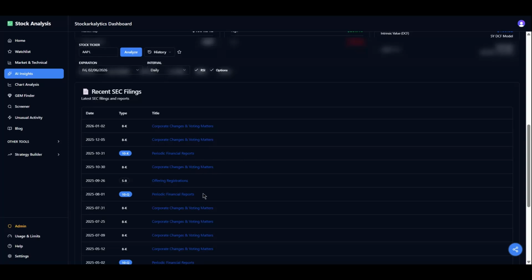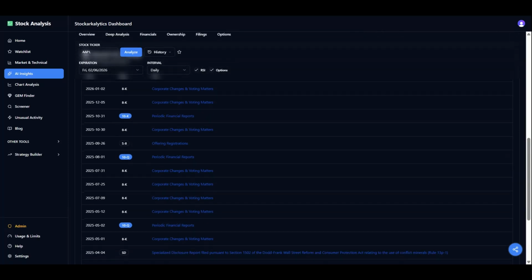Here are the main filing types you'll see most often and what they usually mean. 8-K. This is an event update filing. Companies use it to report material events. So if something important happens, it often shows up here. 10-Q. This is the quarterly financial report: revenue, profit, risks, and a lot of detail. 10-K. This is the annual report, basically the most complete version of the company's financials and risk disclosures.